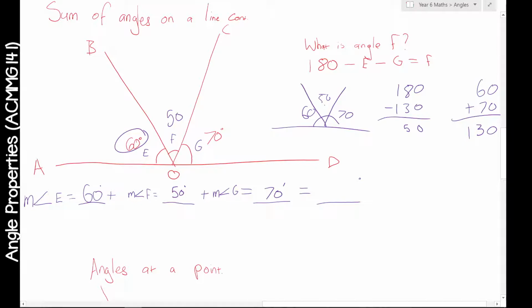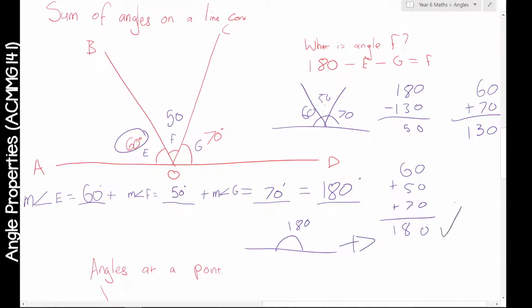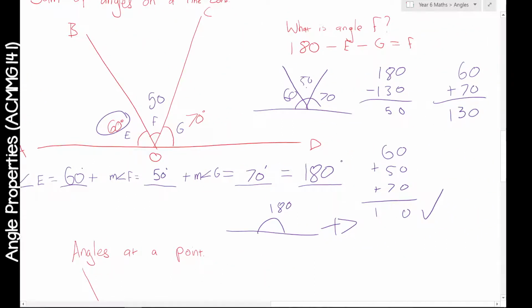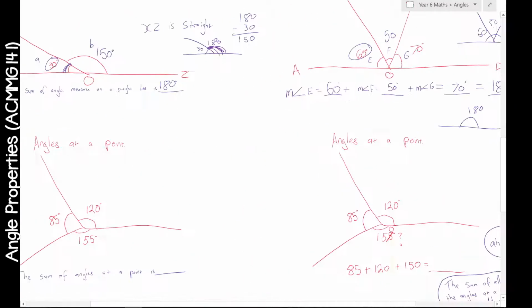So we've got 60 plus 50 plus 70, and 0 plus 0 plus 0 is 0, 6 plus 5 is 11, plus 7 is 18. So it equals 180, and we know already that a straight line was equal to 180, so we know that it is straight, yes. So that's why we add them up, because if we added them up and we got 179, well then I know I must have made a mistake, because we were told in the question it was straight. So it has to equal 180. That's what happens when they're on a straight line.